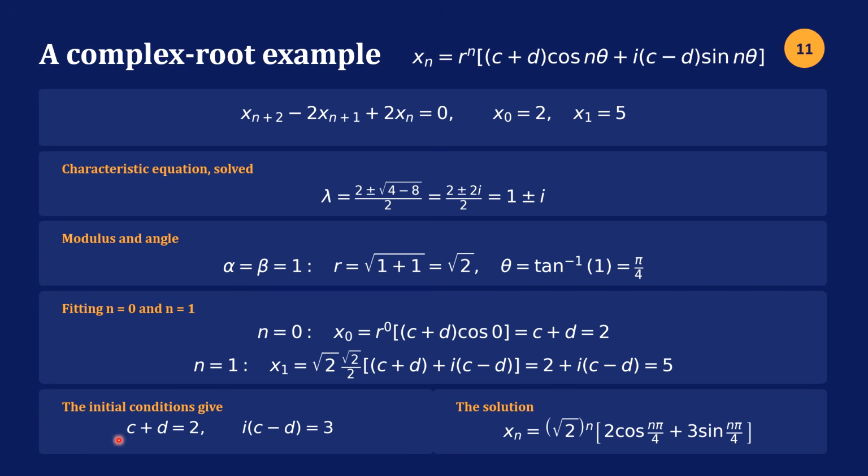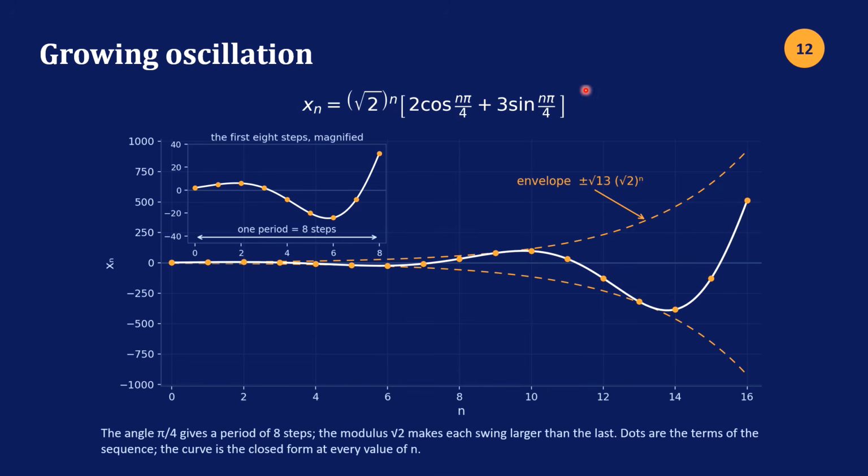And we don't even need to solve for c and d because what we need is c plus d, and we have that. That's 2. We have r, that was the square root of 2. Raise that to the n power, and then i times c minus d is 3. So we just plug that in here directly, and that's our equation. On the next slide, I show you a graph of this. So here's our solution, and then I had it graphed.